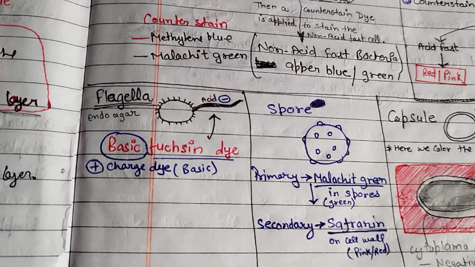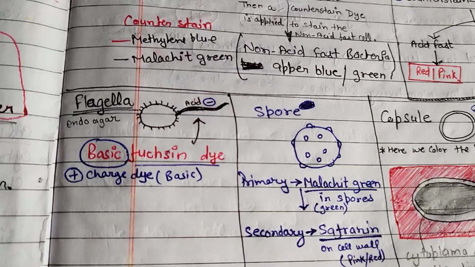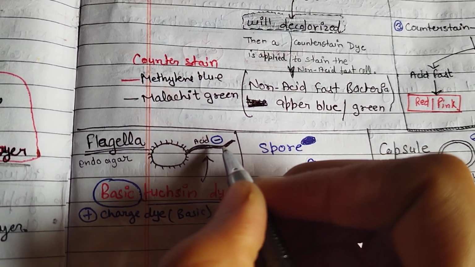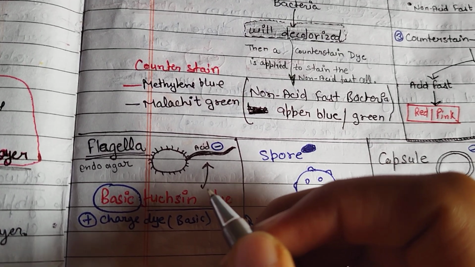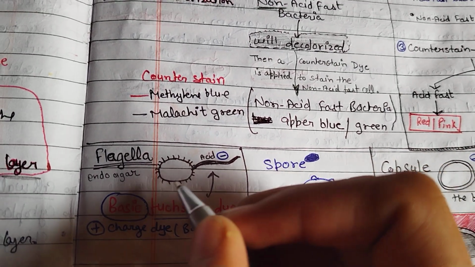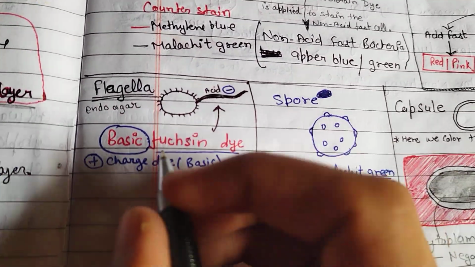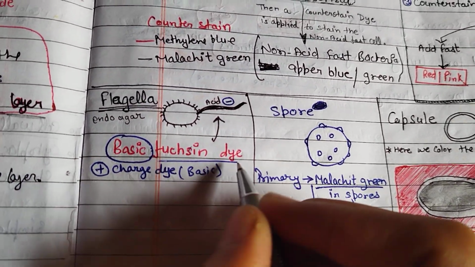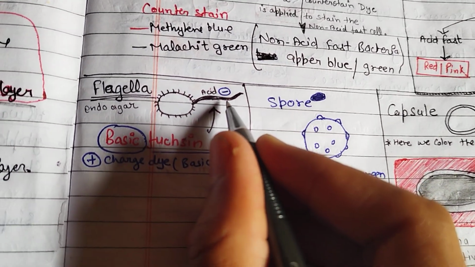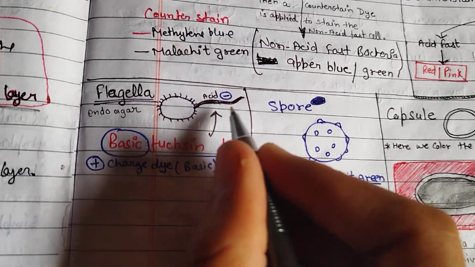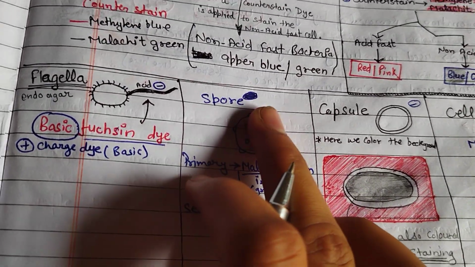So as it is negative, we are using here a positive stain, right? Like it is acidic, then we are going to use here a basic stain. So I'm just telling you all the names we can use here. So basic dye is fuchsin dye, right, which has a positive charge and it will attract to the negative part of it and will stain this. Hope you got it.